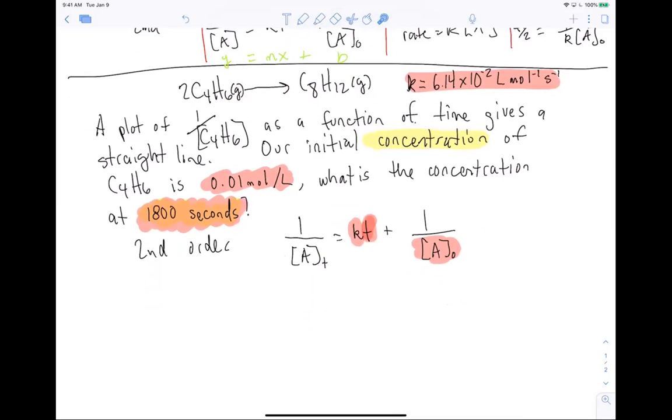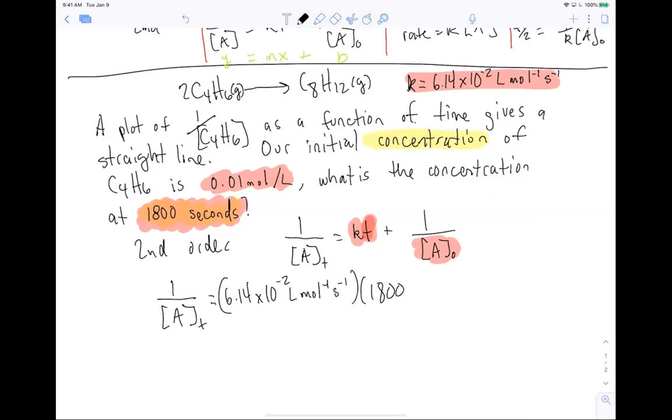You could rearrange it, I guess, to get A sub t in the numerator, but that's more trouble than it's worth. So then it's just a matter of plugging in values. This is what I mean when I say that this chapter lends itself a little bit better, at least in terms of problem solving, to figuring out what the proper strategy is, as compared to acid-base. Once you identify the order of the reaction, there's only a handful of equations that you could possibly use.